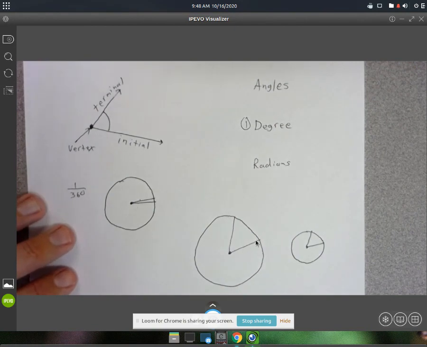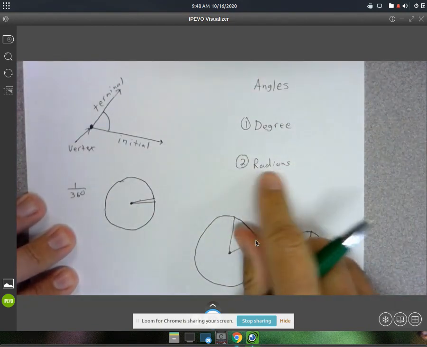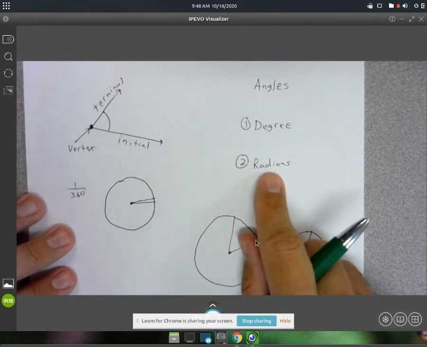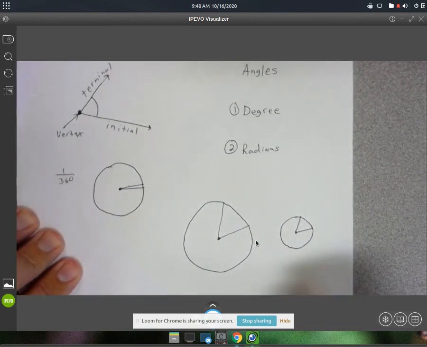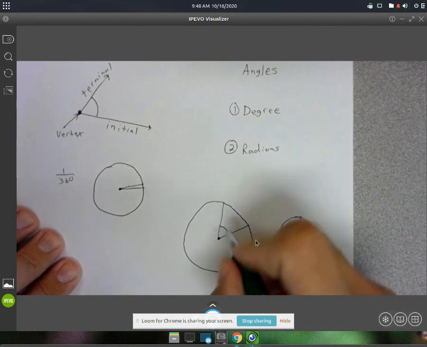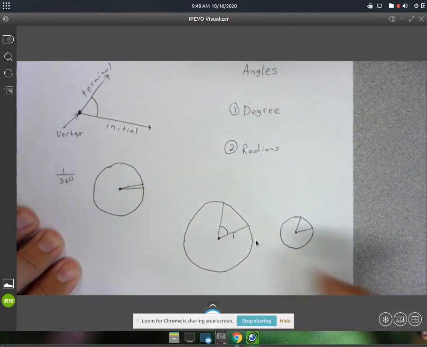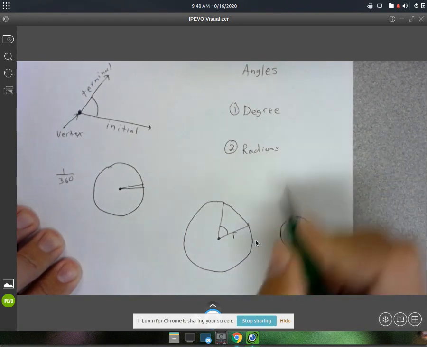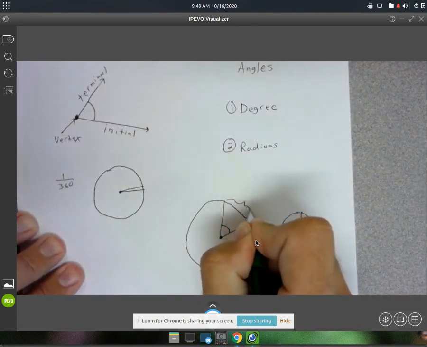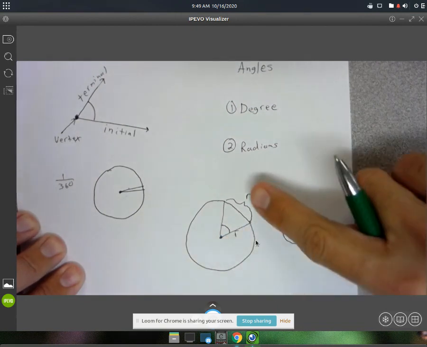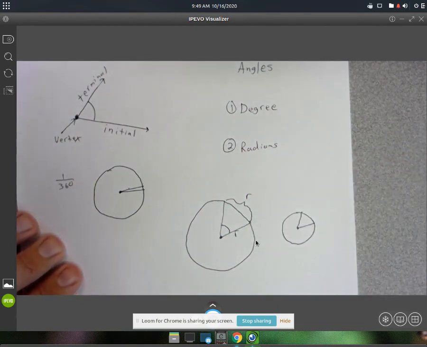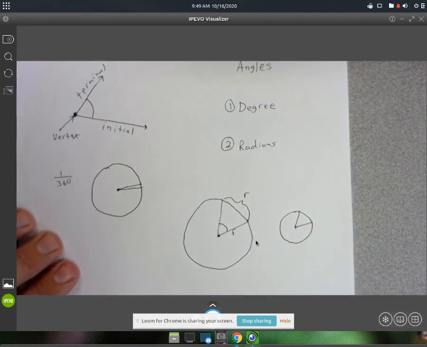The other way that we measure how big an angle is, and in trigonometry this is the more common, is called a radian. It's kind of like the radius of a circle. A radian is the angle created when the radius of the circle is equal to the arc length around the circle. So there's actually 2 pi radians that make up a circle.